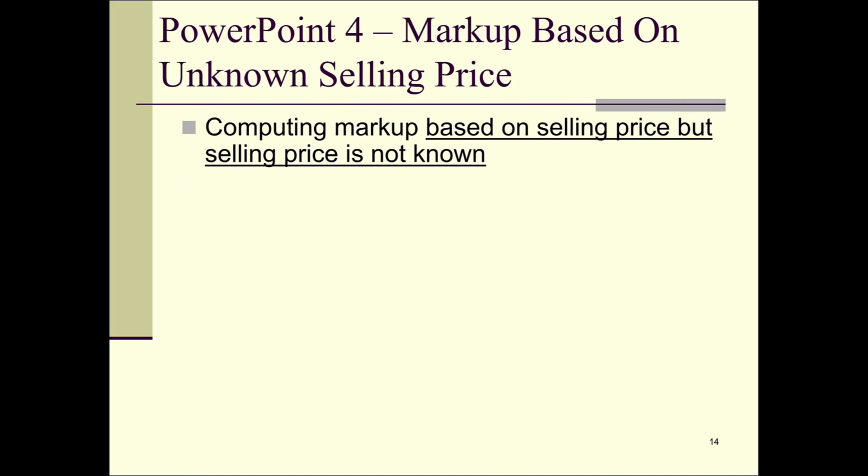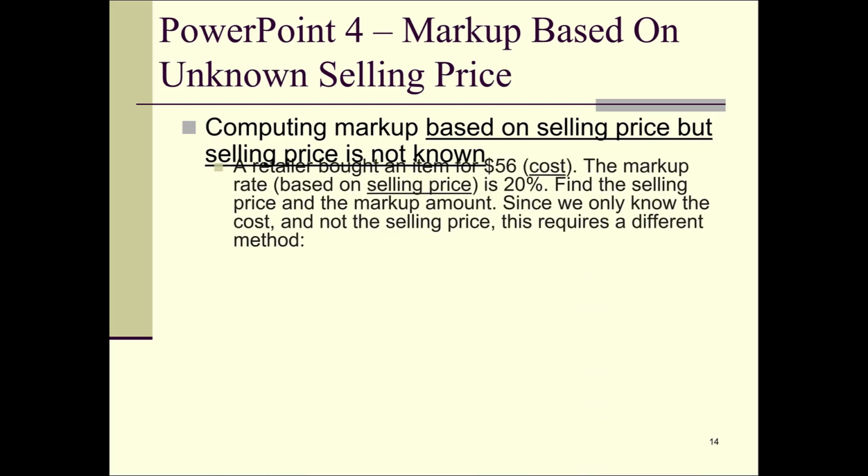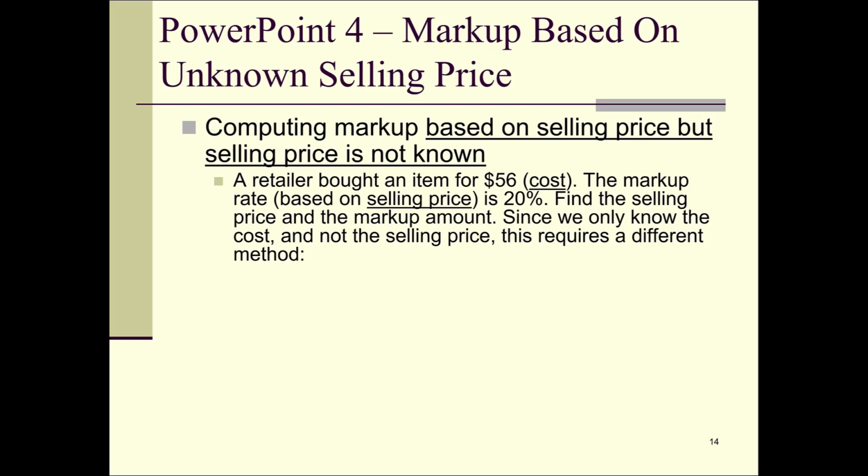So the scenario is we want to calculate markup, but it's based on the selling price, but you don't yet know the selling price. So here's an example. A retailer bought an item for 56 bucks. So the item cost the retailer $56. So we only know the cost. The markup rate, which is based on a selling price, is 20%. Find the selling price and then find the markup amount.